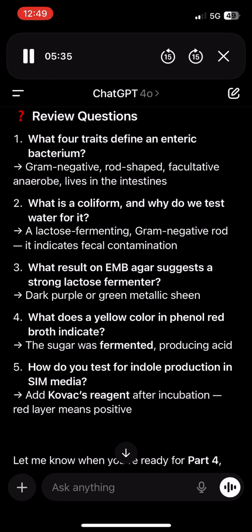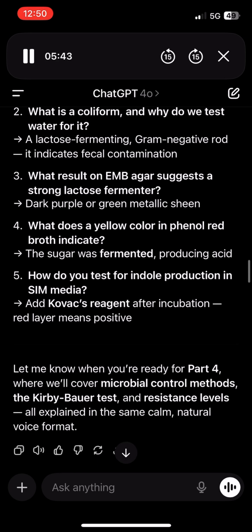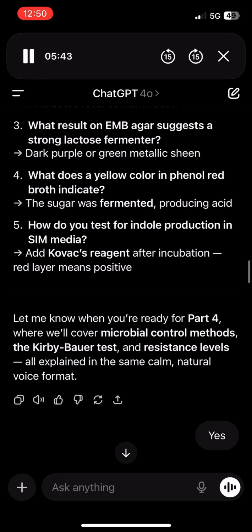4. What does a yellow color in phenol red broth indicate? The sugar was fermented, producing acid. 5. How do you test for indole production in SIM media? Add Kovacs reagent after incubation.